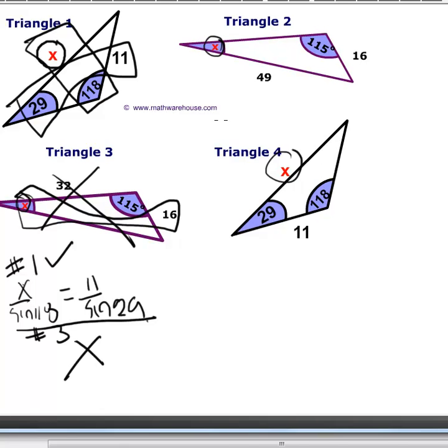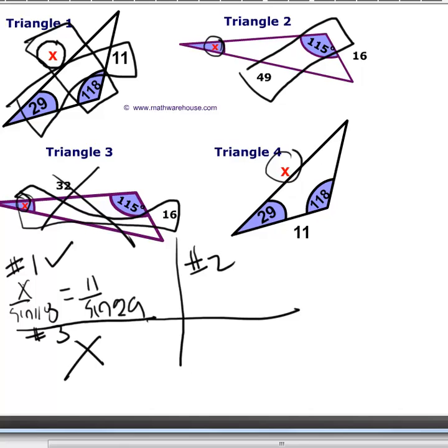Okay, now let's look at triangle number 2 here. Again, let's try to find a pair of opposite measurements that we know. We have that with this pair. And we're trying to find x, and we know its opposite side. So not a problem. This can be done. You can say the sine of x over 16 equals the sine of 115 over 49. And we've done problems like this before where you cross multiply to get sine of x and then take the inverse of sine to get the actual angle measurement. So just like triangle 1, triangle 2 can indeed be done using the law of sines.